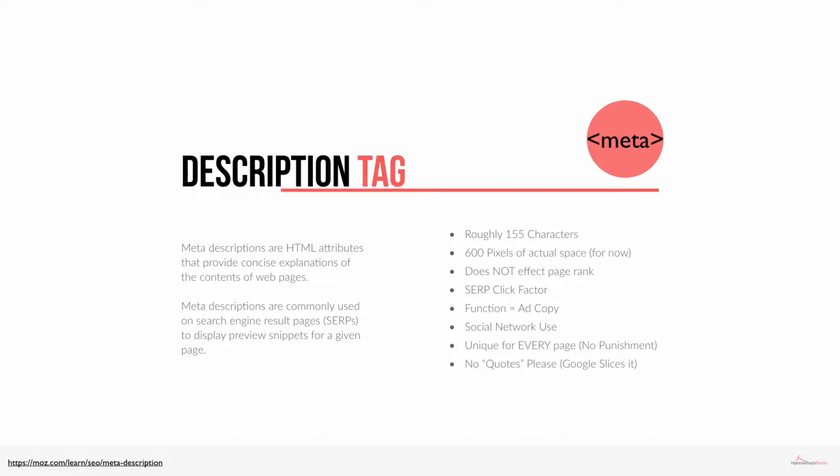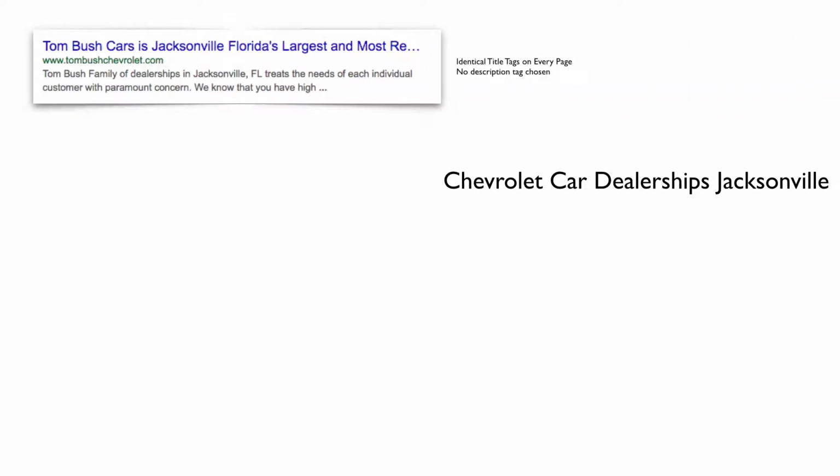So let's talk about a local dealership in Jacksonville. I made up everything that you're going to see in this search result, so it doesn't actually represent the business that is linked here. It just happens to be the dealership that I bought my car through. So I searched Chevrolet car dealerships in Jacksonville, and Tom Bush Cars in Jacksonville is one of the first things that comes up. This is an example of somebody that did not do any optimization of their title tag and their description tag.